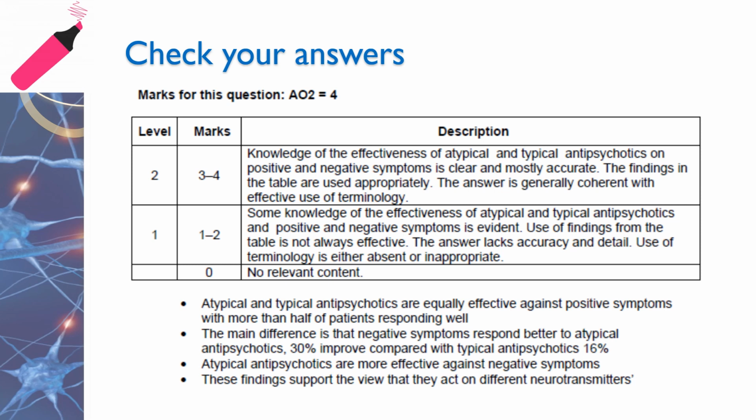I want a generalized statement. See how the first one is atypical and typical antipsychotics are equally effective against positive symptoms. That is a generalized statement and then backed up with a result. So that's what I wanted. I needed essentially 2 conclusions from this. Make a comment about something I can generalize to everyone, and then how do you know that?